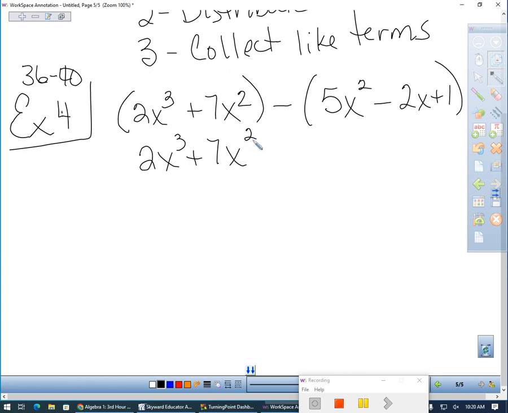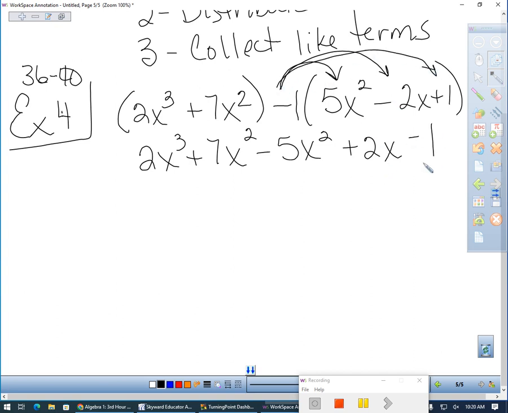Step 2 is I'm going to distribute a -1 through my second parenthesis. -1 times 5x squared is -5x squared. -1 times -2x is positive 2x. And -1 times 1 is -1. I'm to the end of the parenthesis. I'm done distributing. So now step 3, collect like terms. What do we want to start with?